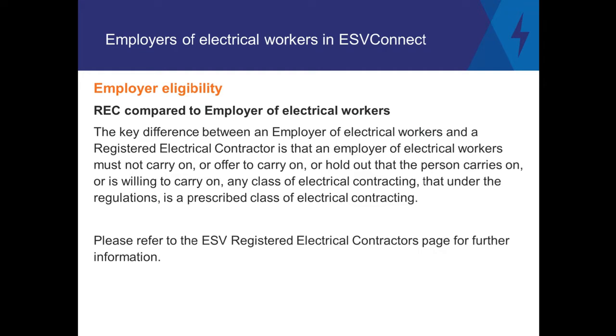The Electricity Safety Act provides the differences between an REC, or registered electrical contractor, and an employer of electrical workers. A person or entity applying for registration as an employer of electrical workers must not carry on, or offer to carry on, or hold out that the person or entity carries on, or is willing to carry on, any class of electrical contracting that under the regulations is a prescribed class of electrical contracting.